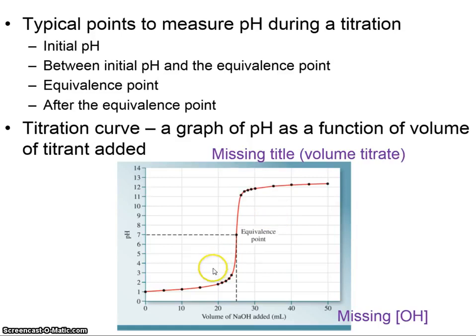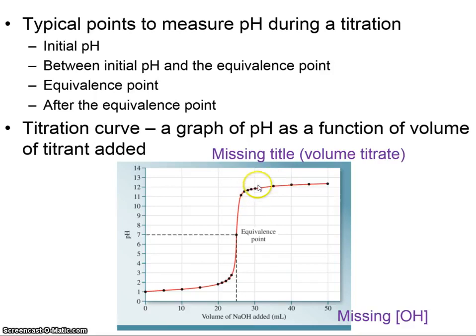Let's look at some of these points. We have the skills and the tools to be able to calculate the pH at any one of these little dots here. Any one of these points along here we can calculate, but to just sketch the curve, I don't need to calculate all of them. I really just need to know where I'm starting, one in the middle between the start and the equivalence point, the equivalence point, and then maybe a point afterwards.